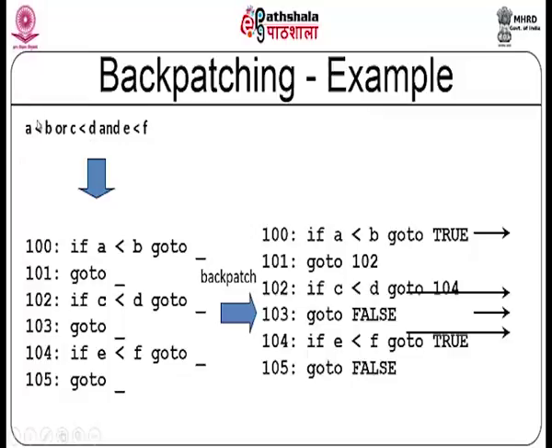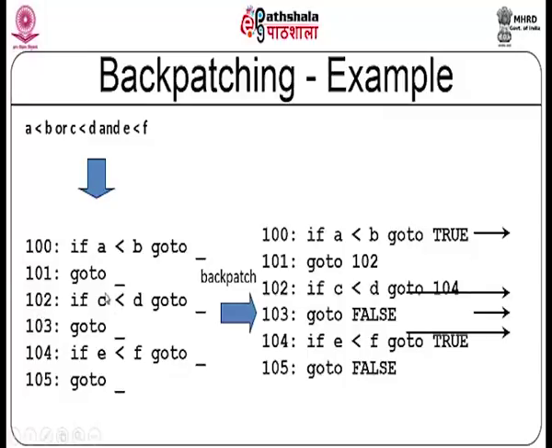Now, what do we know? If A < B is true, then the complete expression is true. So, I simply say here go to universal true, or go to the expression's true. But if A < B is false, then I have to go to line number 102, that is what we already said. So, this 102 will be filled only in the subsequent pass, where the false list of this complete expression is going to line number 102.